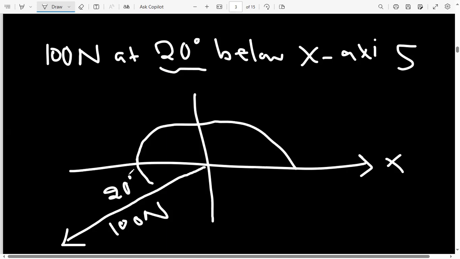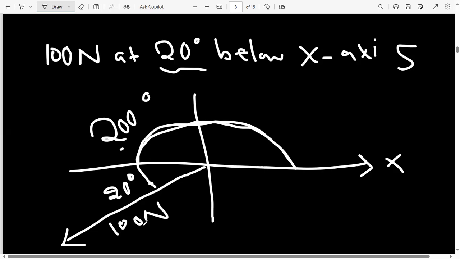So what is our angle if we read it from the positive x-axis? It will be this whole thing here, which is 180 plus the 20. You've seen it. So the angle here will just be 200 degrees. If you want to resolve this vector into its components, what are we going to do? We're just going to use this 200 degrees and this 100 newtons.